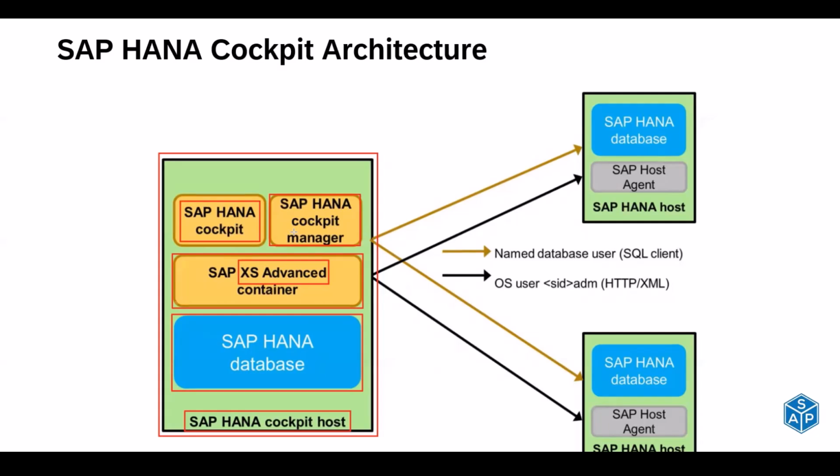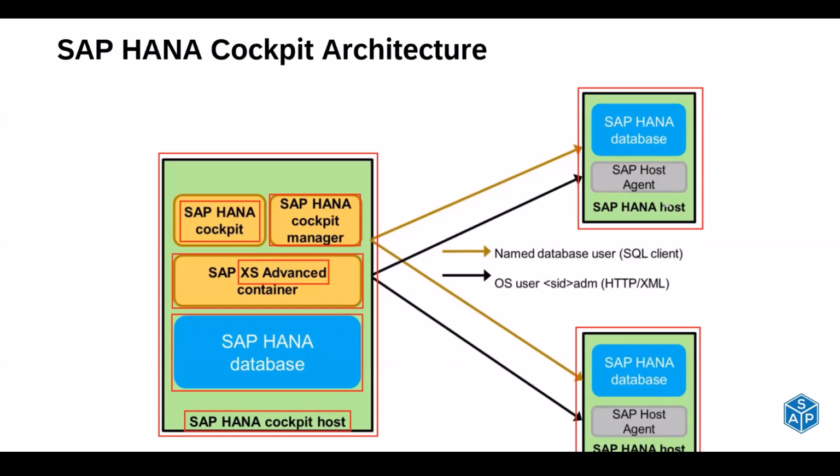So here it is. The left hand side is your HANA Cockpit system. On the right hand side, these are your SAP HANA hosts, or you can also call them your satellite servers, which will be monitored by your SAP HANA Cockpit system. This is your SAP HANA host. This is another SAP HANA host. For example, the top one can be your dev server, the one below can be your quality server, and then you can also have your PRD servers. So these will be your different servers over here.